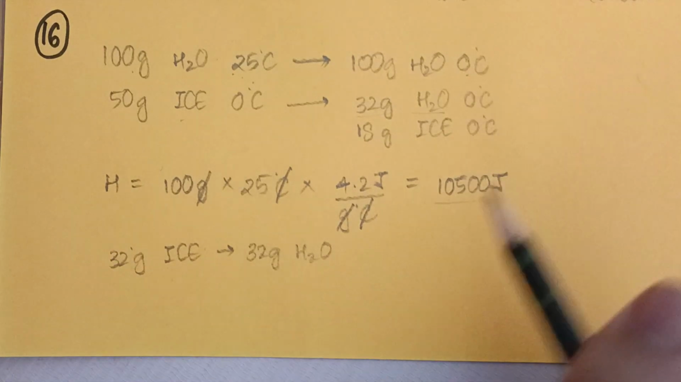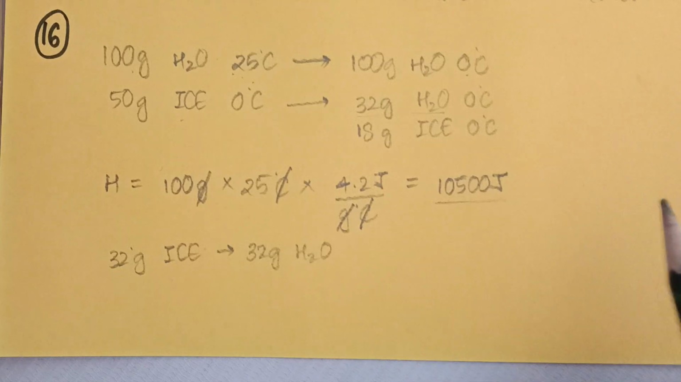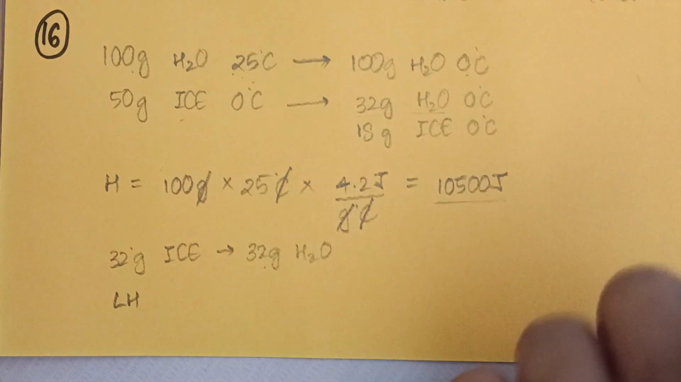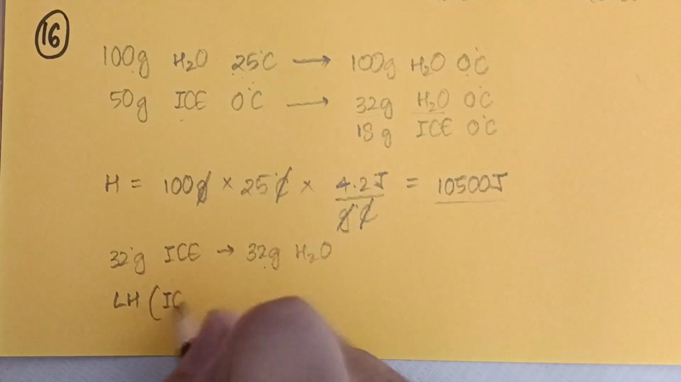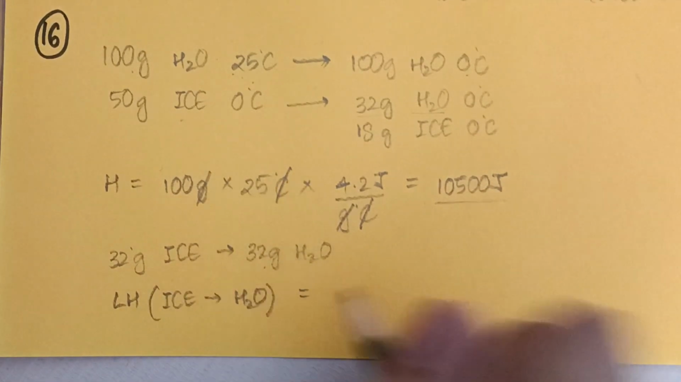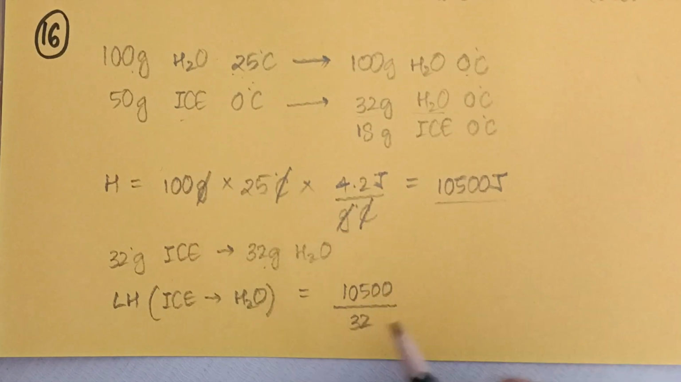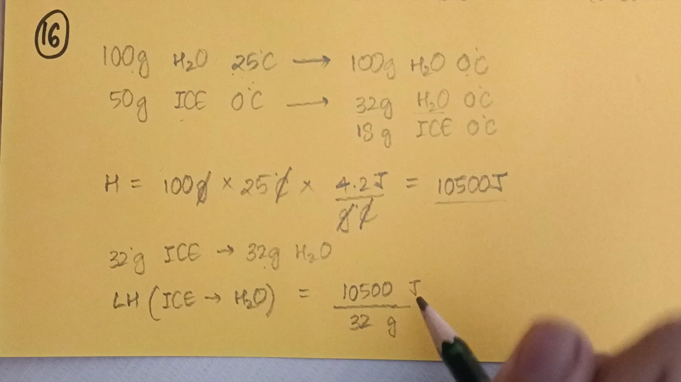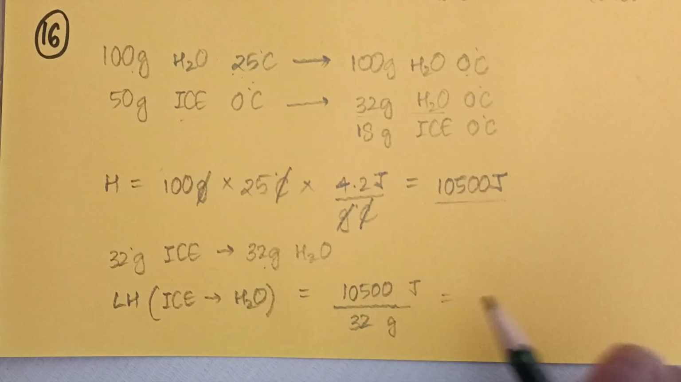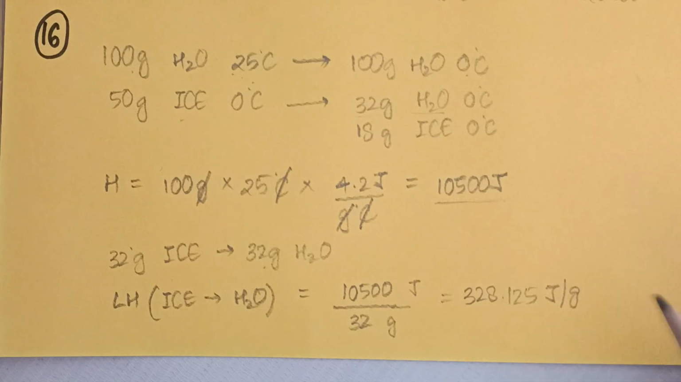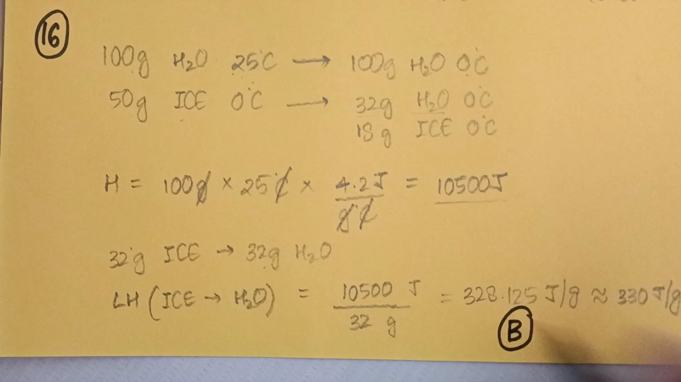Let's see now. We were provided with 10,500 joules, and that was divided equally into 32 grams. So the latent heat of fusion, from ice getting converted to water, so I'll write ice to H2O, which is liquid water, is equal to 10,500, which was the total heat that was provided by water, divided by 32 grams. So joules divided by grams, because this was provided equally to each of 32 grams. This is 328.125 joules per gram. Checking the options, this is approximately equal to 330 joules per gram. Therefore, option B is our answer.